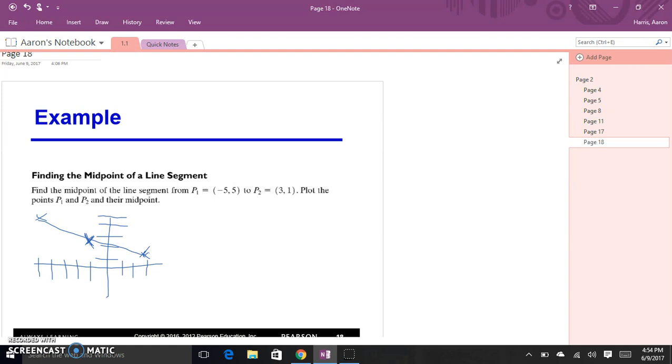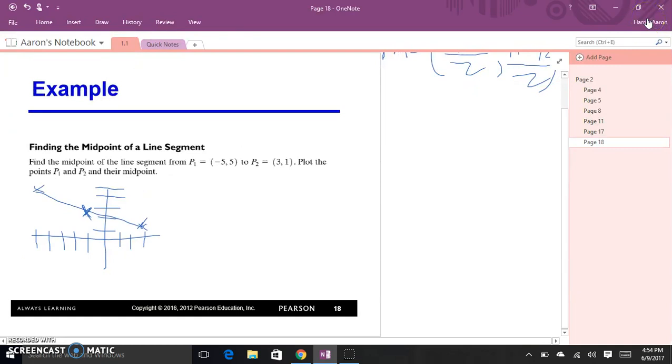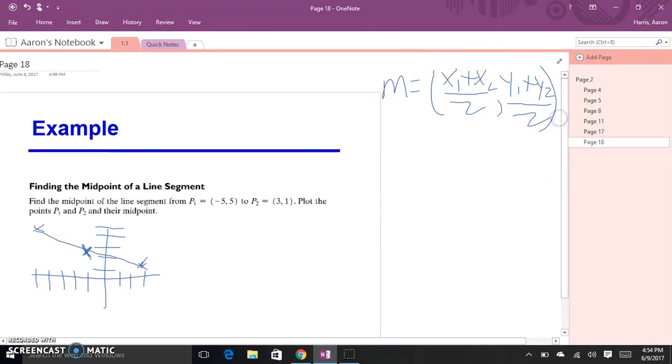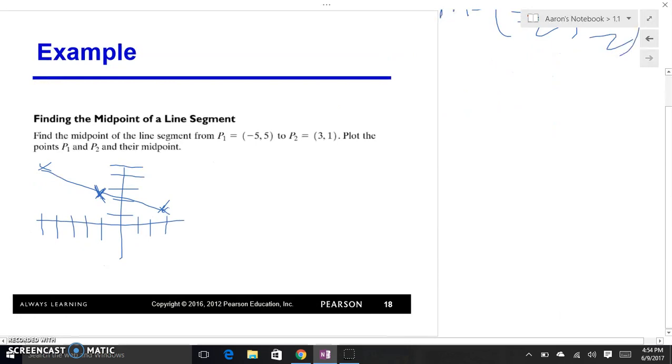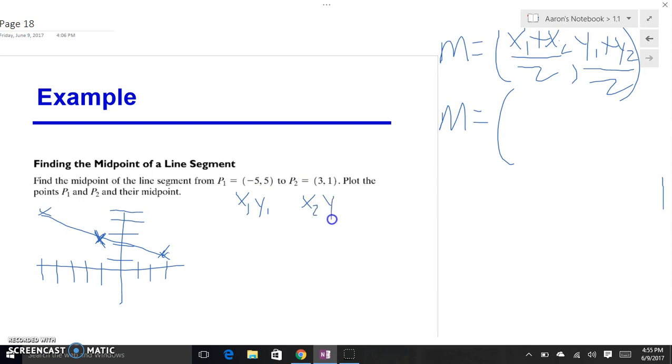Okay, so you go ahead and write your midpoint formula, which is x1 plus x2 divided by 2, y1 plus y2 divided by 2. Sorry, I'm kind of learning on this thing here on the fly. So we name this one x1, y1. We name this one x2, y2.